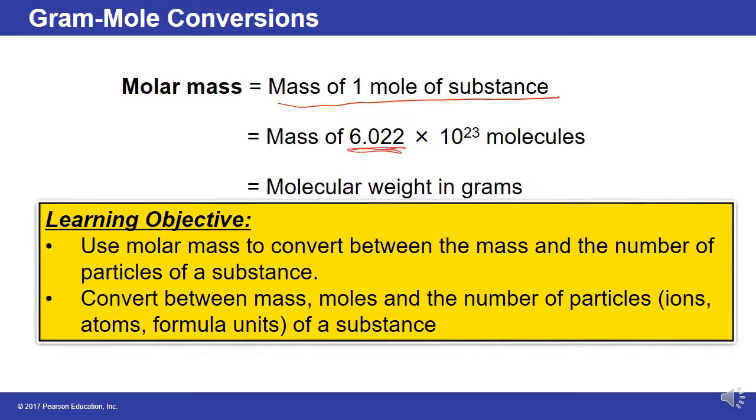This is the mass of 6.022 times 10 to the 23 particles. That's just giving you one extra sig fig. It's also what we call the molecular weight, and that's only for molecules, or the formula weight, in grams. So for this video, we're going to take a look at using the molar mass to convert between the mass and the number of particles of a substance, and convert between mass, moles, and the number of particles.